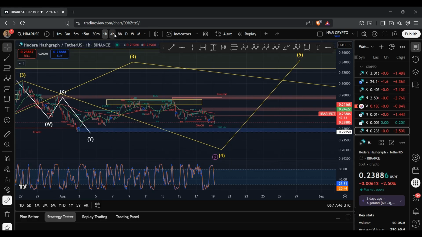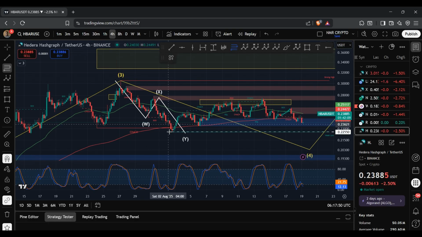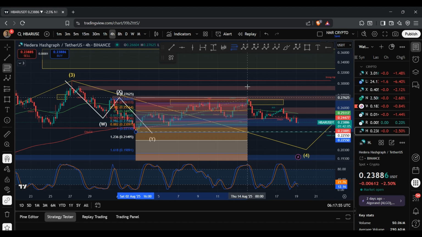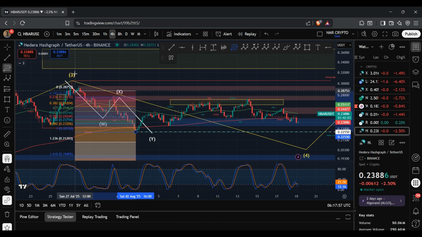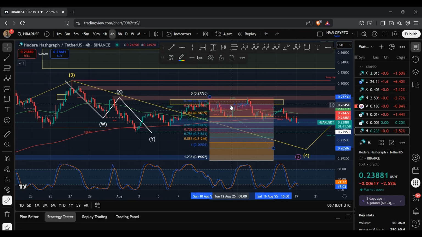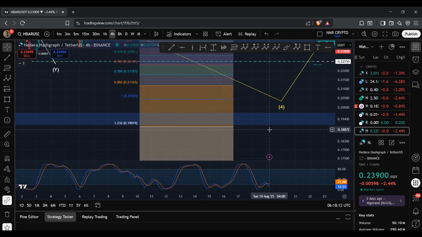And so if I go to the 4-hour chart, what I'll do is set out the next key target for HBAR. So if I bring the Fib tool and bring this to over here at 27.65 cents. And so the next key target for HBAR would be anywhere between 19 cents to 20 cents.